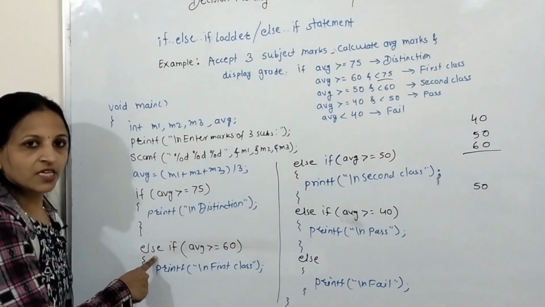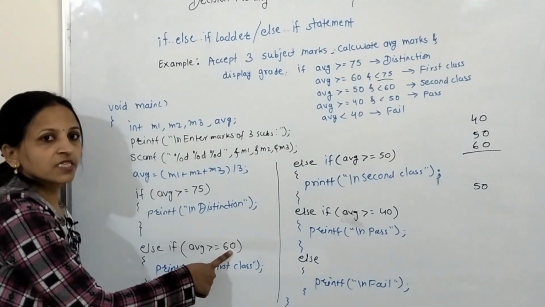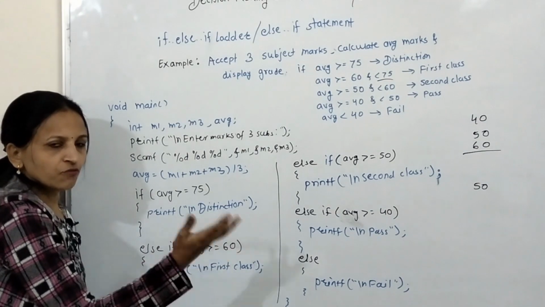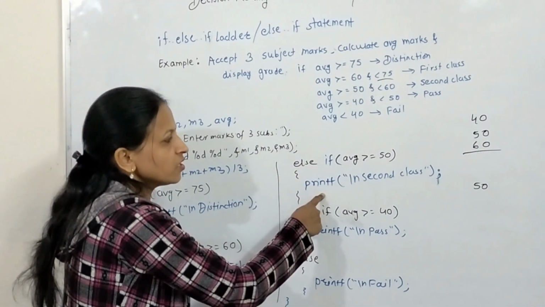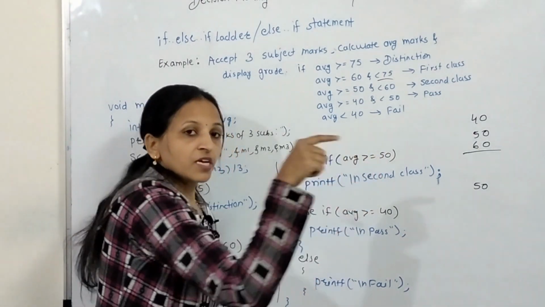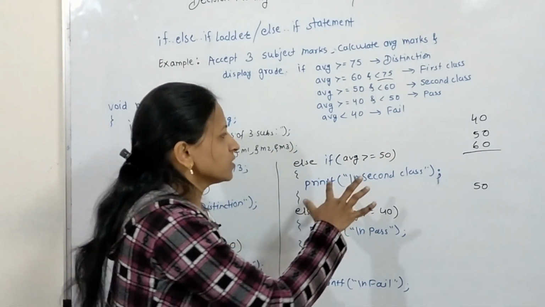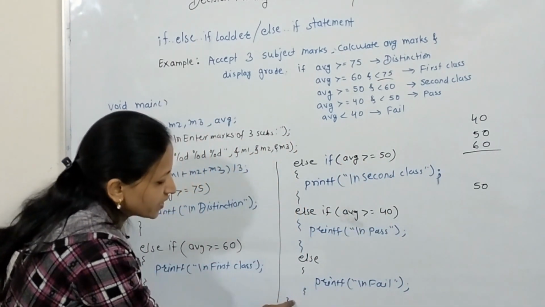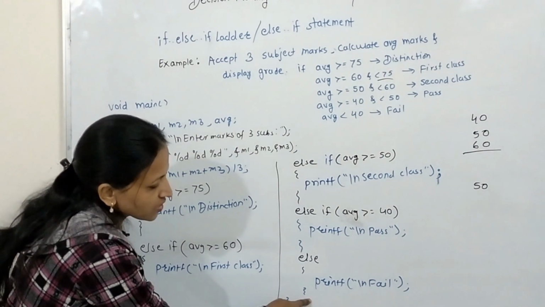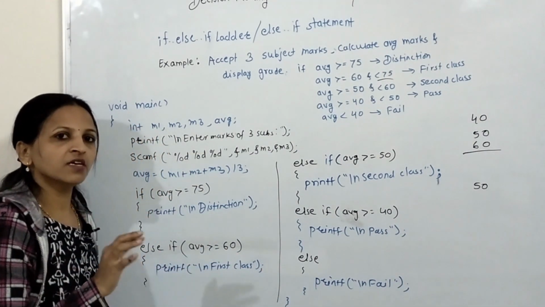Control will automatically come here inside this else. Again it will check whether average is greater than or equal to 60. No, again false. That's why it will not execute this part. Control will be here. Now, is average greater than or equal to 50? Now it is true. It is not greater than 50 but equal to 50. That means this condition is true now. That's why it will display second class, and control will be directly shifted after this last else. But there is no statement, so it will stop the execution of the program.